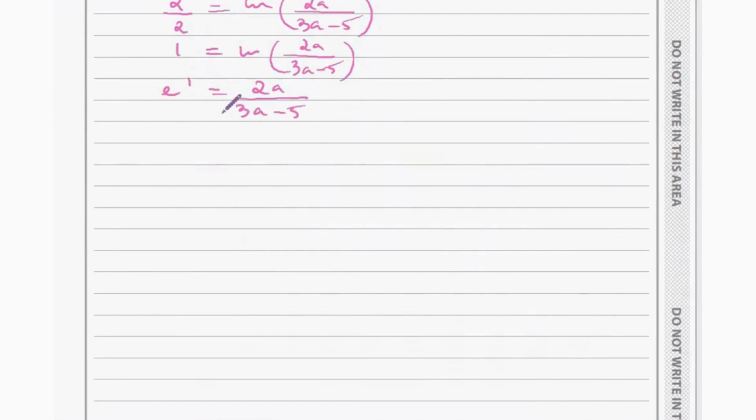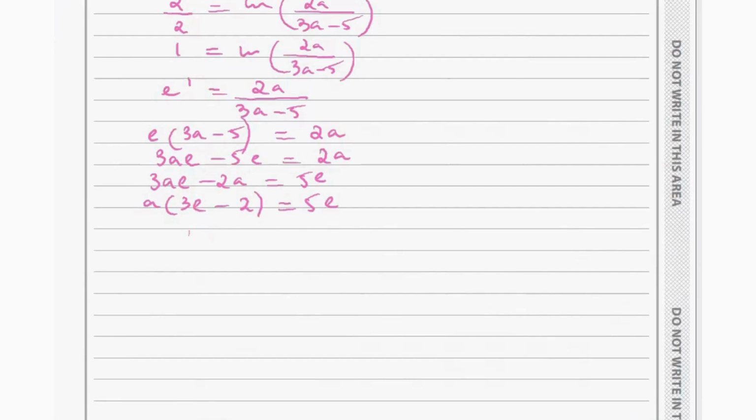Now we solve it in terms of e. Cross multiply: e times 3a minus 5. They're asking us to find the value of a, so our goal is to make a the subject. So 3ae minus 5e equals 2a. Collect the terms with a on one side so that we can take a common. So a bracket 3e minus 2 equals 5e. So a is going to be 5e divided by 3e minus 2. That is your value of a. And that's your answer for part D.